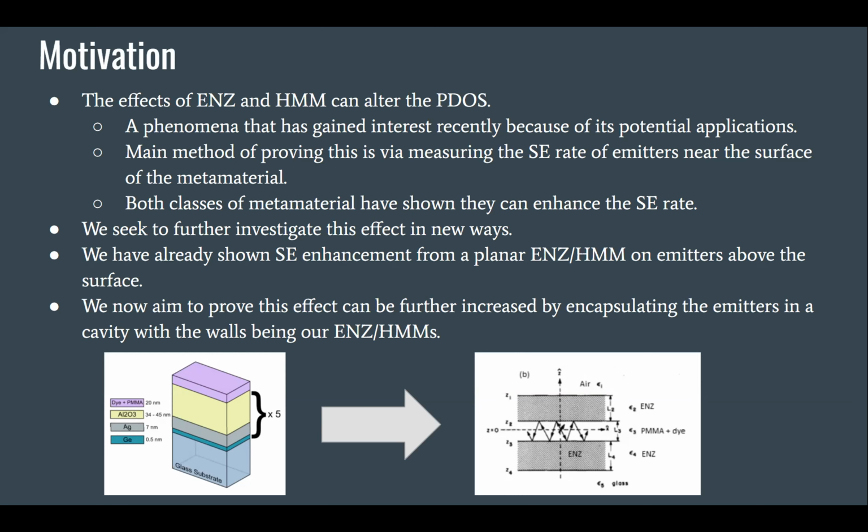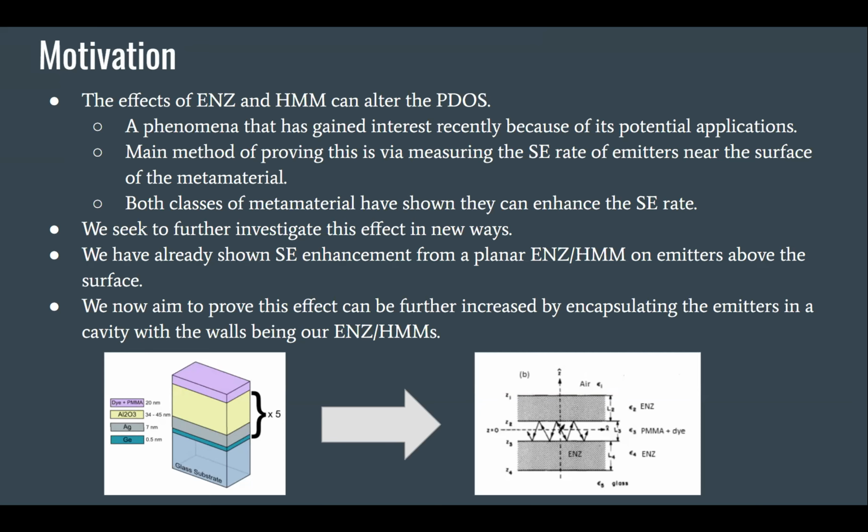And so we're working with combining both of these. We've already shown, actually, this was Theodore Lasso, Ted's senior project, if you guys remember him. He showed that in a planar configuration, which you'll see on the bottom left, if you put some dye emitters on top of an ENZ hyperbolic metamaterial surface and measure the spontaneous emission rate, when you get into the epsilon near zero and pass that to the hyperbolic regime, you will see an increase in the spontaneous emission rate, an enhancement.